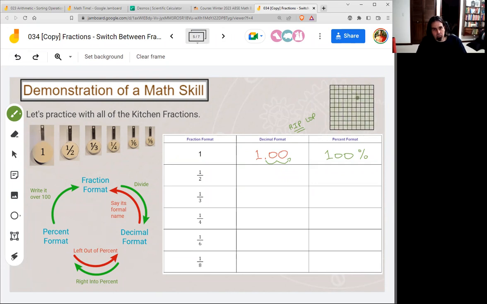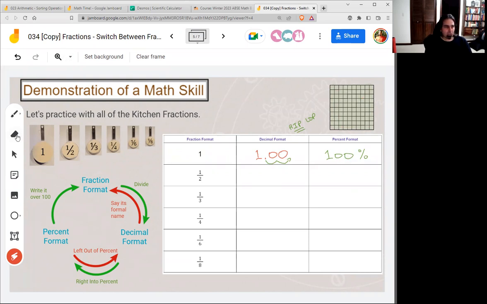Okay, I think we should do the whole table together. So the first row, if I have the whole thing, the whole grid, as a decimal, that's 1. I could write it as 1 and nothing else. Doesn't matter if I put the no change in my pocket. And how much is shaded? 100%.